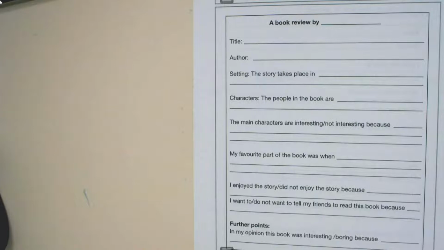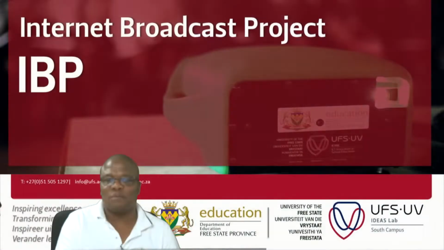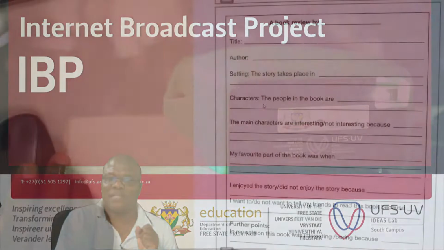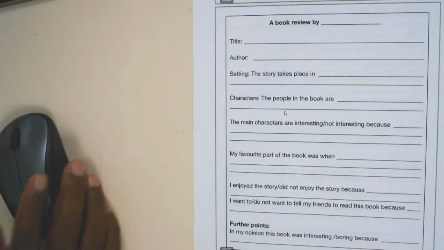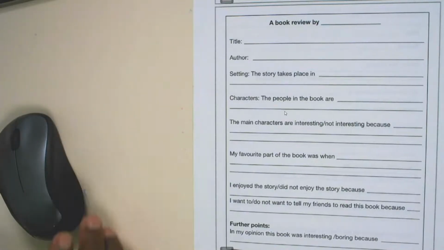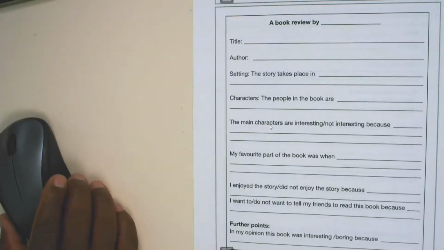That is the setting. Now the characters, people in the book are, the characters. We normally do not define the characters, yes, the characters are the people in the book, but we have to use the correct form. We say the characters in the book are. That's what we have to do. The main character is interesting, not interesting because. Now we have the main character.